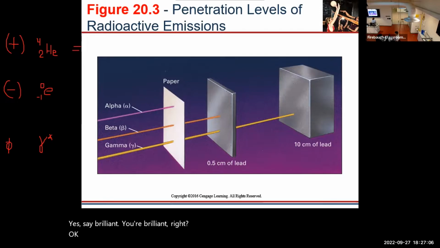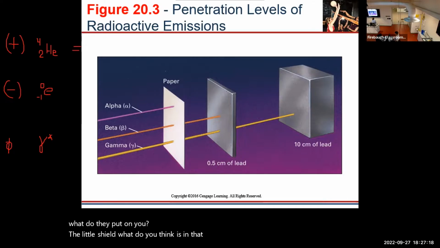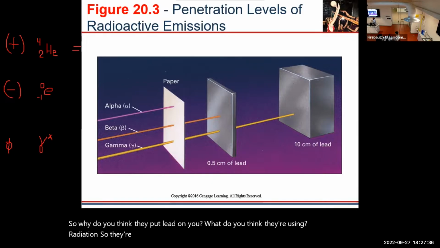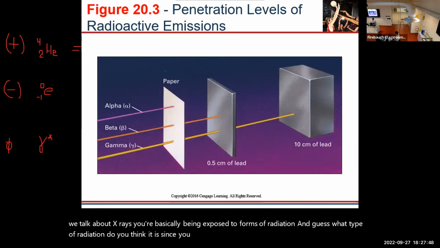Okay, now let's think about this. Now you guys go to some dentists. What do you think is that? Lead. Okay, so lead. Good. So, why do you think they put lead on? What do you think they're using? Radiation. So they're using radiation to see your teeth, right? And so when we talk about X-ray, we're basically being exposed to forms of radiation. And guess what that radiation is?